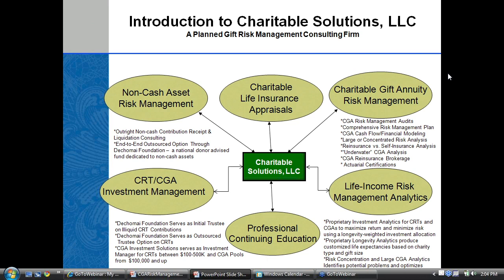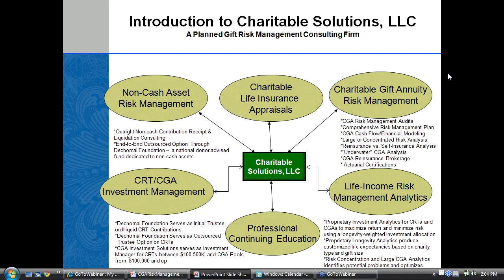We focus on planned gift risk management, and really in two areas, the non-cash side and the charitable gift annuity side. Interestingly, at least to us, not so much for others, those are the only two kinds of gifts, non-cash and charitable gift annuities, that can actually cost the charity more, at least theoretically, than the original gift itself.